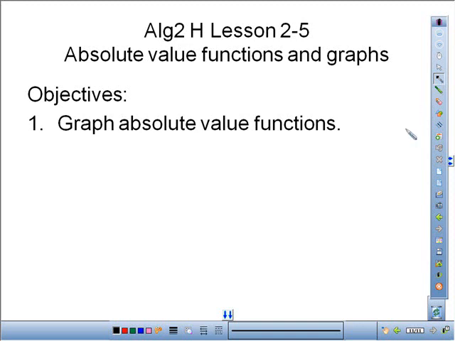Algebra 2, Lesson 2.5, Absolute Value Functions and Graphs. Our objective is to learn how to graph absolute value functions.